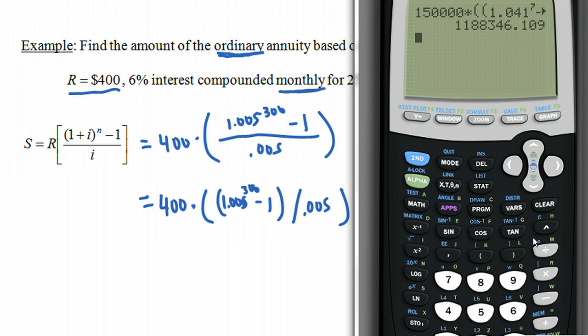Okay, so let's turn this on and clear it. So do 400 times, in parentheses, and then another parenthesis, 1.005 raised to the 300th power, then minus 1. Oh, I made a mistake, right? This minus 1 should not be in the exponent. So we should go back and delete these, and I need to get down to out here, so let's press out here. So we now get minus 1, and then end the parenthesis for the numerator, divided by 0.005, and then end the other parenthesis and hit enter.